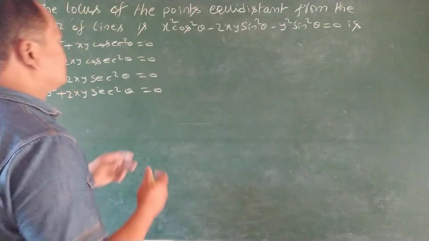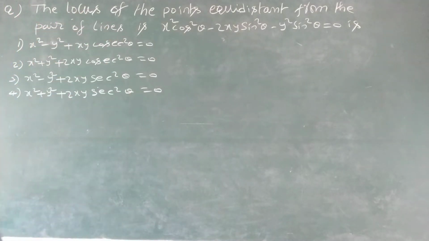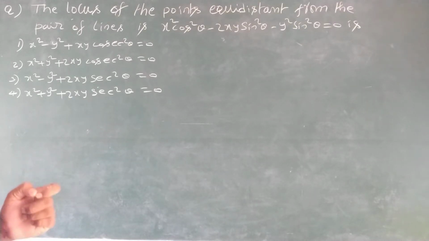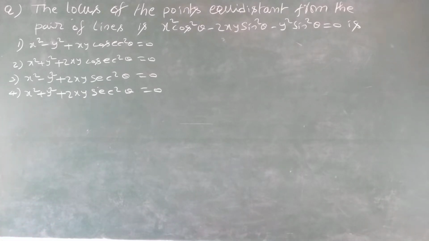Here, given the question, the locus of the points equidistant from the pair of lines x square cos square theta minus 2xy sin square theta minus y square sin square theta is equal to 0 is: first option, x square minus y square plus xy cosecant square theta is equal to 0; second option, x square plus y square plus 2xy cosecant square theta is equal to 0; third option, x square minus y square plus 2xy cosecant square theta is equal to 0; and fourth option, x square plus y square plus 2xy secant square theta is equal to 0.